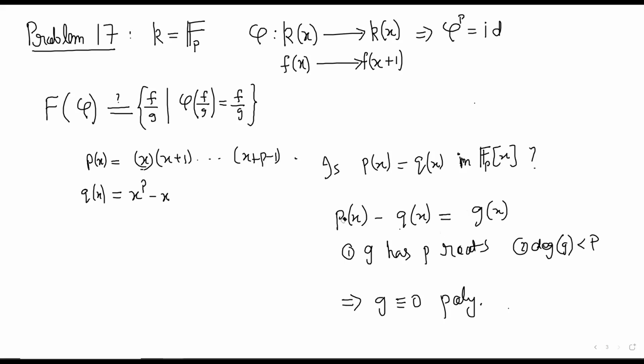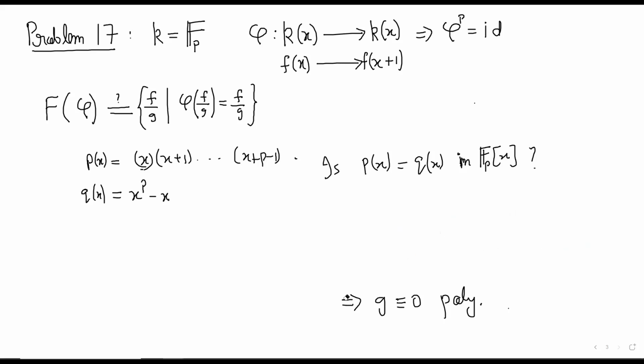We could give them examples of higher degree ones, x to the p to the n minus x and so on. But for low degree, it is not possible. So these are the same things. Let me just keep one of them, just for more elegance.